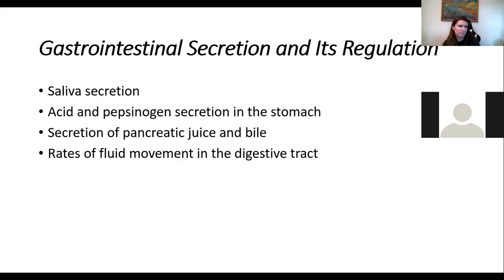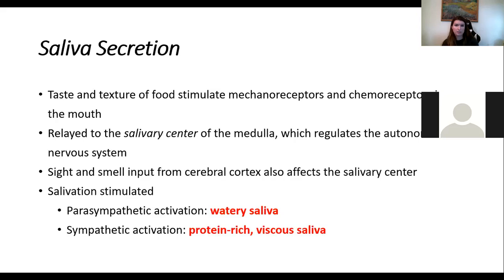We're really talking about making the stuff that's going to be breaking down our food. So we'll be thinking about saliva secretion, so salivating. We're thinking about making acid and pepsinogen in the stomach, so to break down proteins. Think about pancreatic juice and bile, so to break down lipids. And then we'll also think about rates of fluid movement through the GI tract. Starting with the top, so we're starting with saliva, because that's the first thing your food's basically going to encounter.